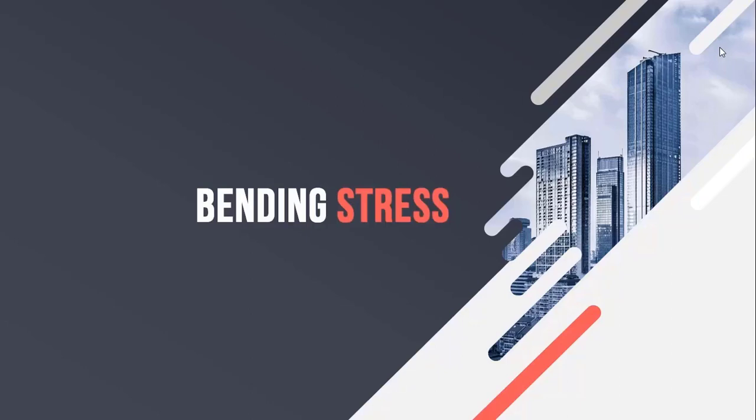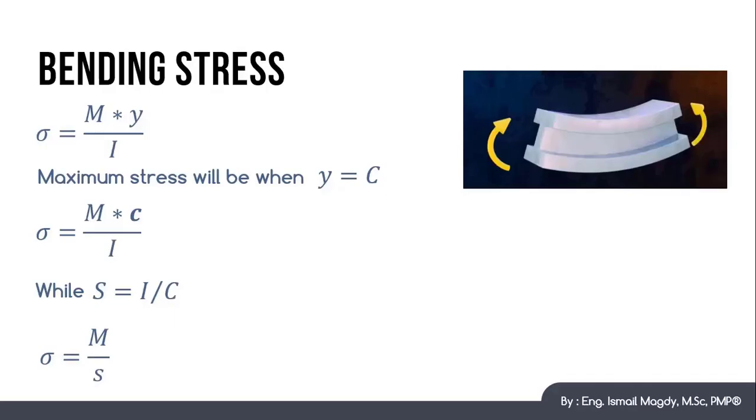In this video, we will learn more about bending stress. Bending stress is our first type of indirect stresses. When a member is under the effect of a bending moment, this causes compression at one side of the cross-section of the beam and tension on the other side of the cross-section.